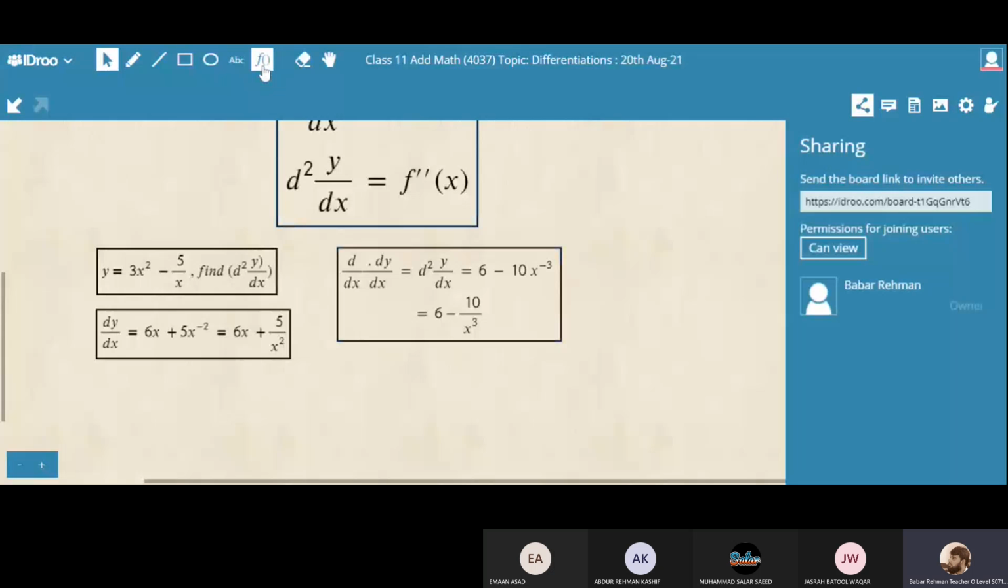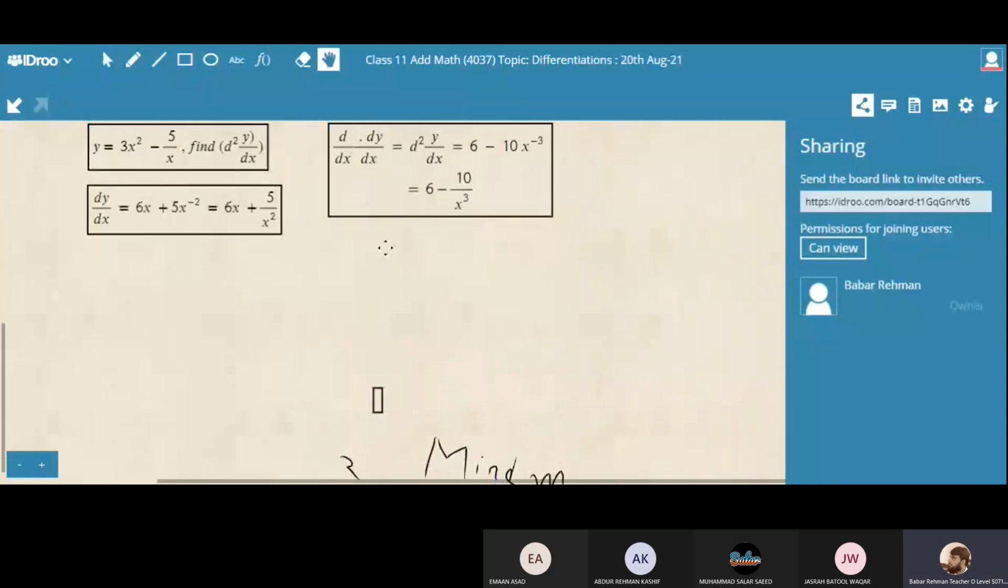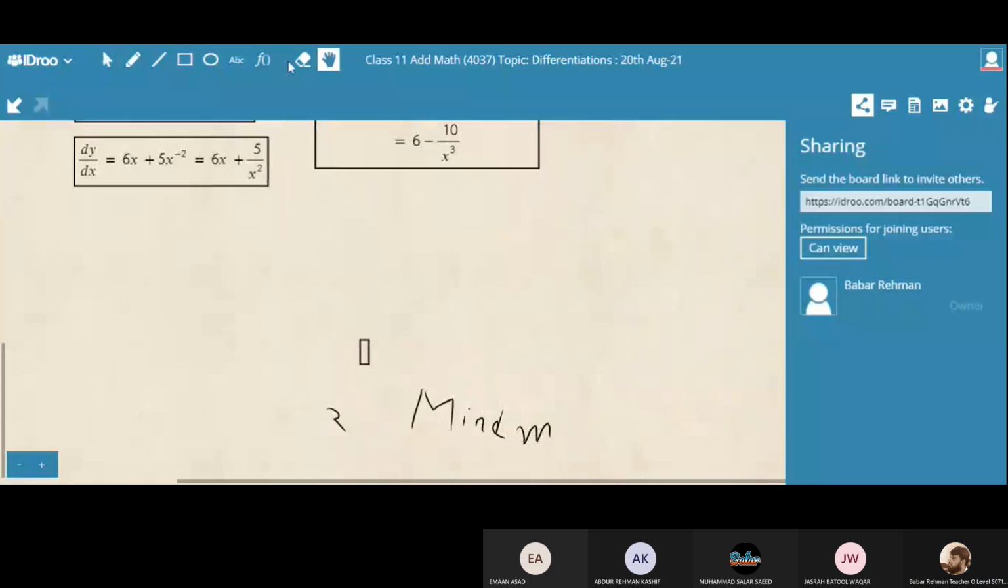Okay, can anybody tell me what it means if I give you this question? Students, if I give you this question, what does it mean?